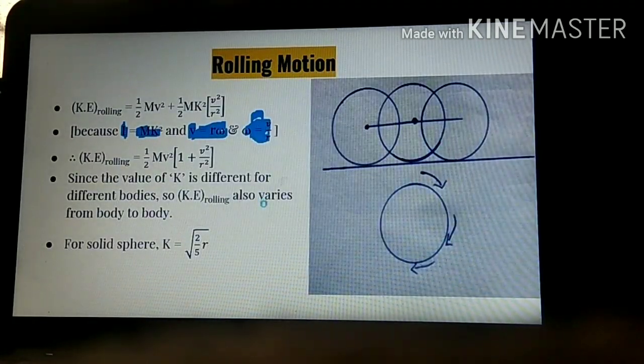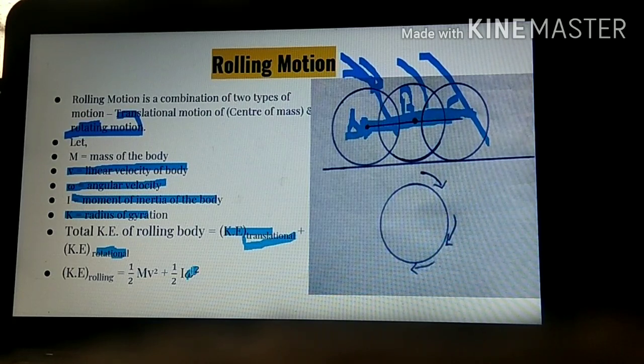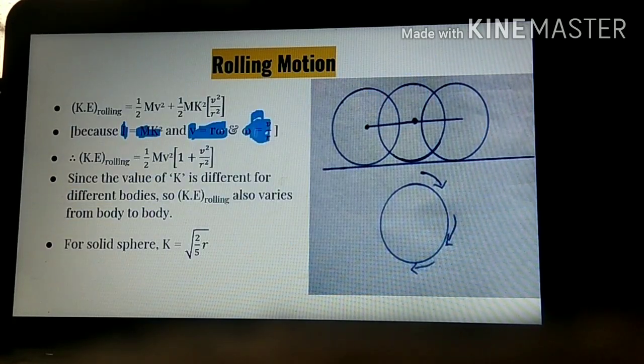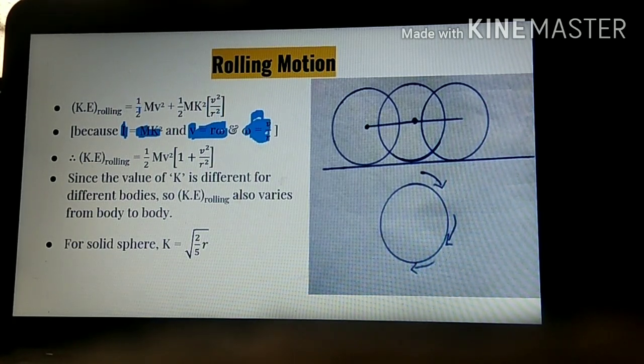But you will see that in this formula, it is omega square. So in this formula, what we will be getting? V square upon R square. Over here, you will see that half mv square is present, half m as well as v square is also over here. So we can take half mv square outside the brackets. So over here, we can write kinetic energy of rolling is equal to half mv square, bracket start, 1 plus k square upon r square.